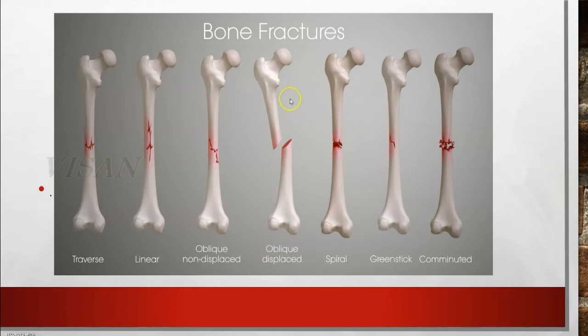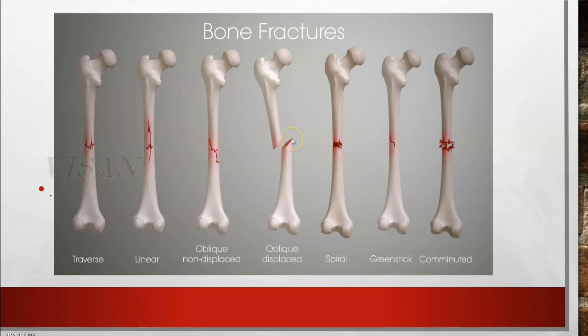So the damage to the bone is what we call fractures. If the fracture is just like a crack which is not completely passing through the bone, we call it greenstick fracture. If the fracture or the breakage is in the horizontal plane, we call it transverse fracture. If it is in the vertical plane, we call it linear fracture. If it is in the slanting position, we call it oblique fracture.